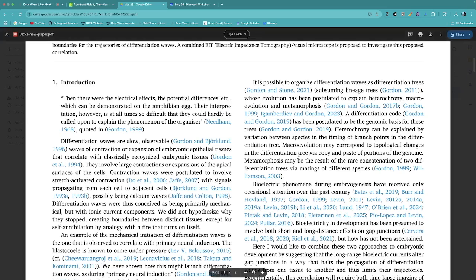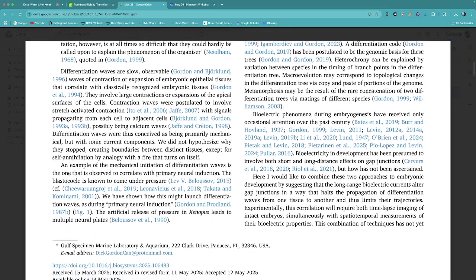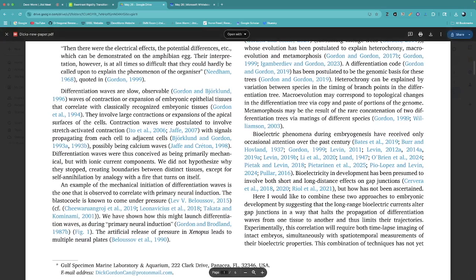Macroevolution may correspond to topological changes in the differentiation tree by a copy and paste of portions of the genome. Metamorphosis may be the result of rare concatenation of two differentiation trees via matings of different species. And he's talked about this problem where Williamson has this controversial proposal that different genomes have mixed over evolution.